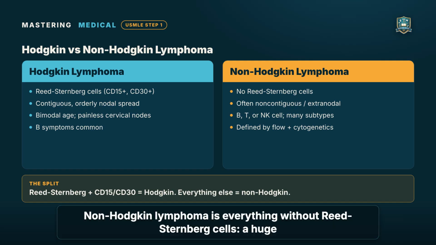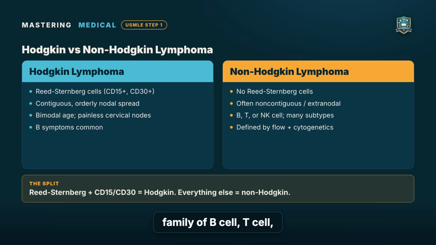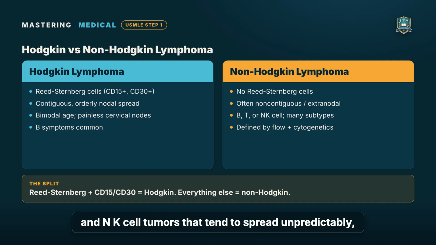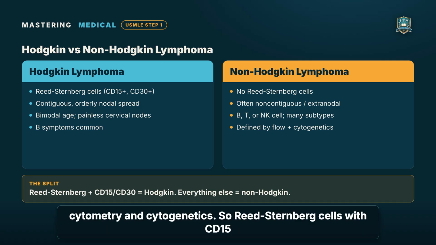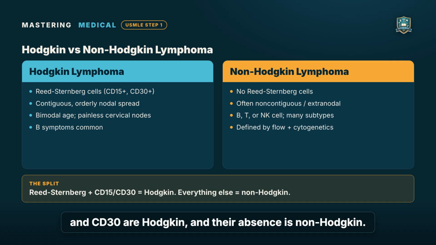Non-Hodgkin lymphoma is everything without Reed-Sternberg cells. A huge family of B-cell, T-cell, and NK cell tumors that tend to spread unpredictably, often involve sites outside nodes, and are defined by flow cytometry and cytogenetics. So Reed-Sternberg cells with CD15 and CD30 are Hodgkin, and their absence is non-Hodgkin.